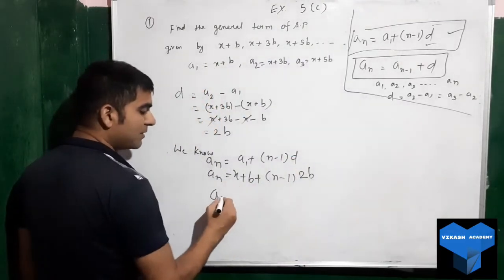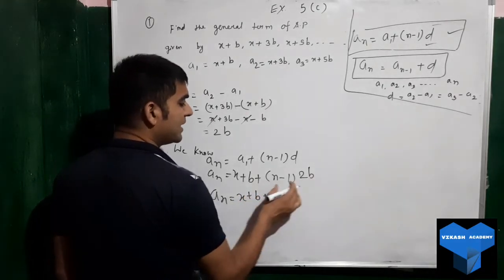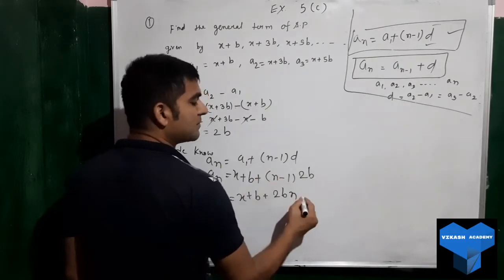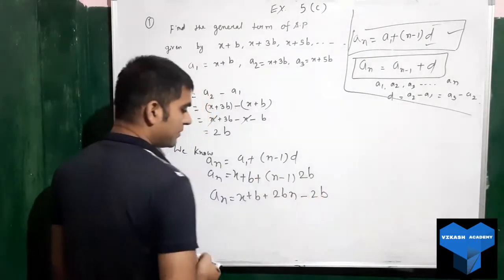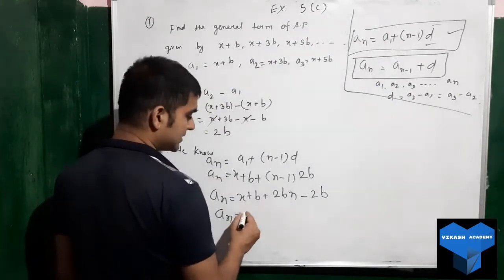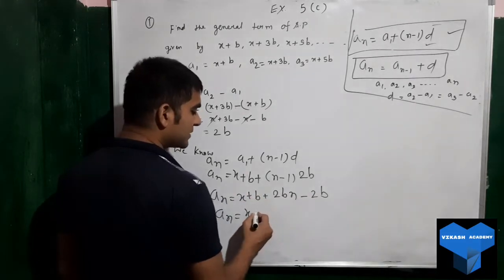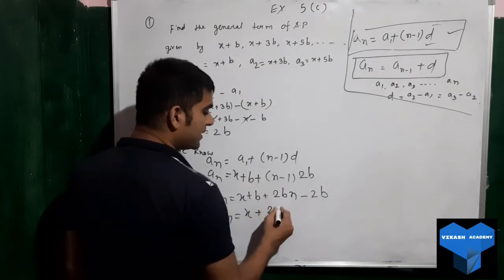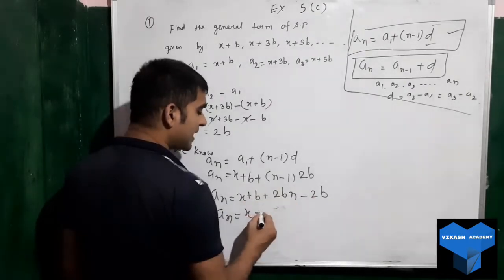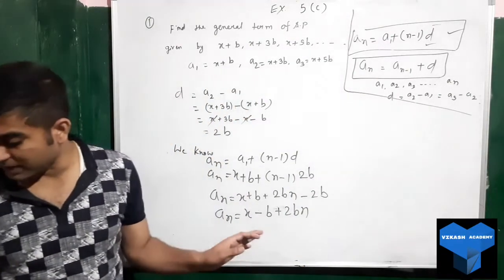Now we find out an. x plus b will be x plus b. Then 2b into n will be 2bn. Plus into minus, minus 2b. What can we simplify here? You can see x will be x, b, so plus b and minus 2b, it will be how much? So I will first write 2bn, then we will have plus b minus 2b, which will be minus b. So plus 2bn. This is the general term we are obtaining.